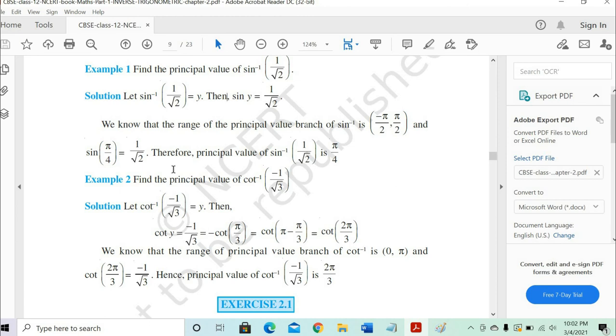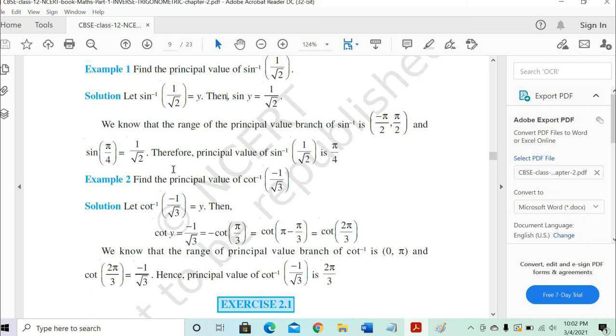So when the cot is 1 by root 3, see, tan 30 is 1 by root 3, then cot 60. Yes, tan 30, cot 60, correct? But since it's a negative value, you will take the cot of minus pi by 3, because cot of a negative value is minus cot theta only.